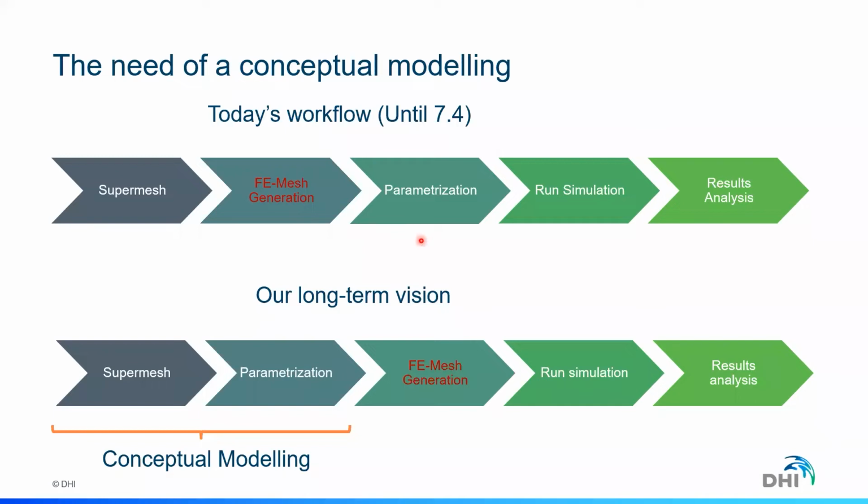So our long-term vision is basically to postpone the finite element mesh generation as much as possible. This allows us to bring in the concept first: building a super mesh, identifying and adding all the parameters, concepts, rivers, boundary conditions, material properties in 2D and 3D, and then generating the mesh. This allows us to go back, very often, and remesh, creating a new mesh without losing any information from the concept.